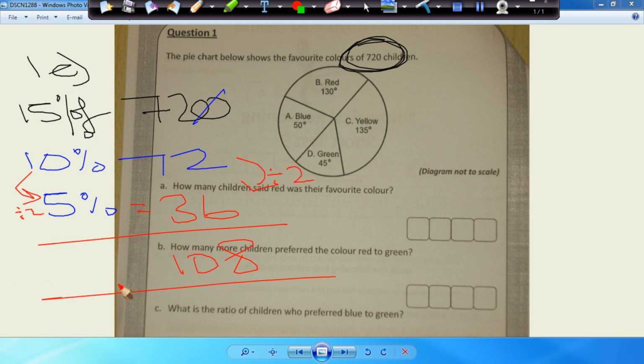15% of all the children selected hockey. How many is this? So we just worked out 15% of 720. And that is the end of question number 1.